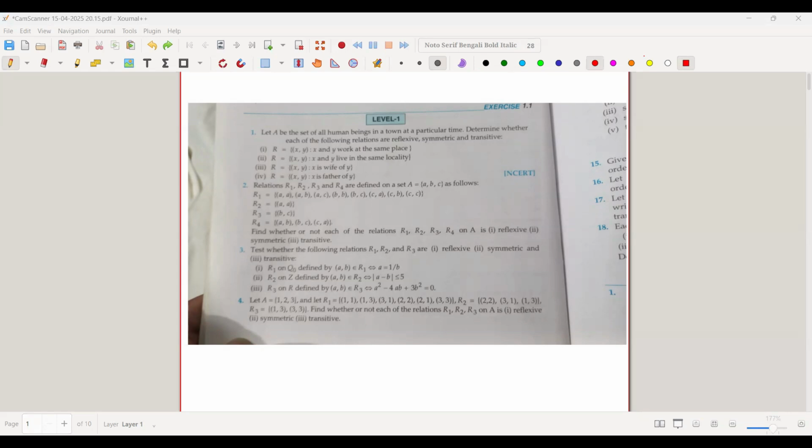So this is exercise 1.1 from R D Sharma. Question number 3, right? Test whether the following relations R1, R2, R3 are reflexive, symmetric, and transitive. R1 on Q0 defined by (a, b) belongs to R1 if and only if a equals 1 by b.